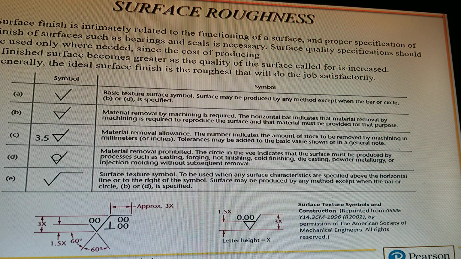Back again. We're talking about surface roughness now. Surface finish is intimately related to the function of a surface, and the proper specification of finish of surfaces, such as bearings and seals, is necessary. Surface quality specifications should be used only where needed, since the cost of producing a finished surface becomes greater as the quality of surface called for is increased. Generally, the ideal surface finish is the roughest that will do the job satisfactorily.